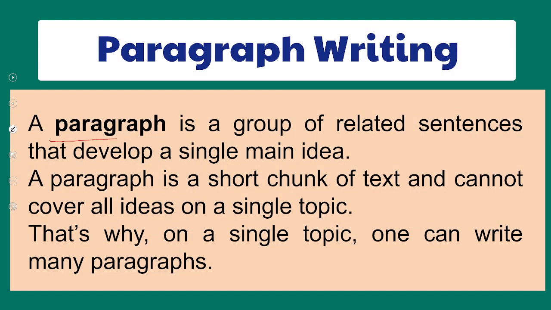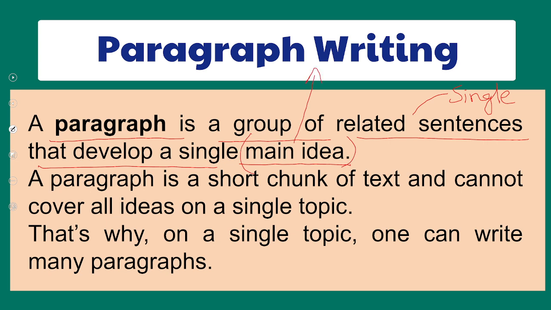So let's find out what a paragraph is, and then we will go to the parts of the paragraph. A paragraph is a group of related sentences. Related sentences means sentences which are concerned with a single topic, one point, that develop a single main idea. So one paragraph, one idea, it is the rule. If there is one main idea, then it will be one paragraph, and if there are two ideas, then there have to be two paragraphs. About a topic like corruption, or like climate change, we have a number of main ideas. That's why we can write multiple paragraphs on that single topic.